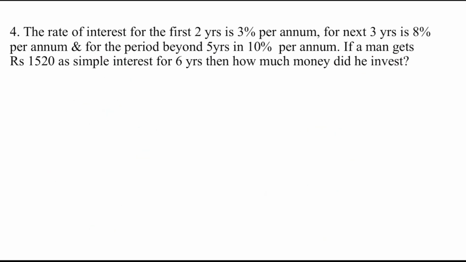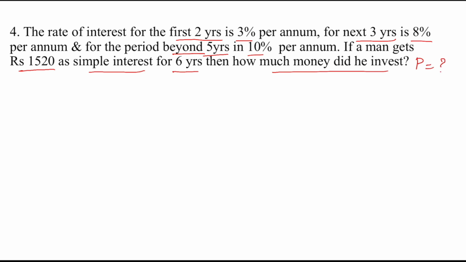The rate of interest for the first 2 years is 3% per annum. For the next 3 years it is 8%, and for the period beyond 5 years it is 10%. If a man gets rupees 1520 as simple interest for 6 years, then how much money did he invest? How much he invested means the principal, or sum.